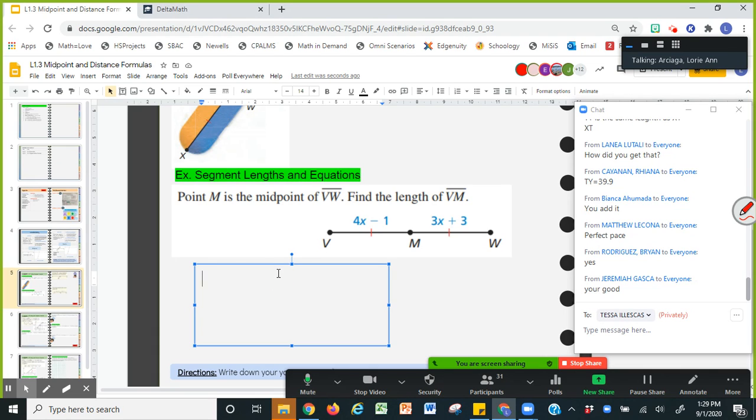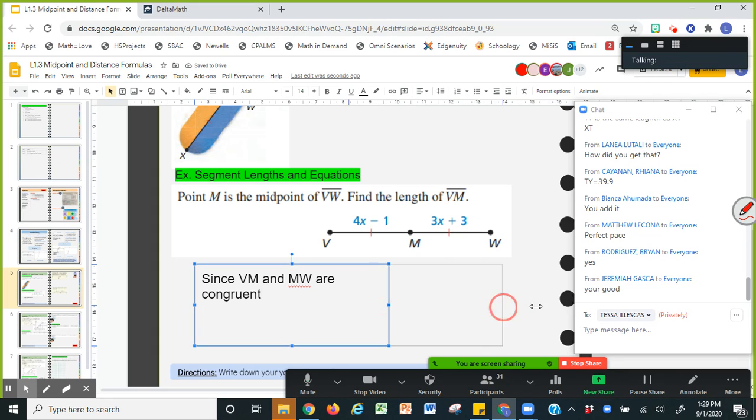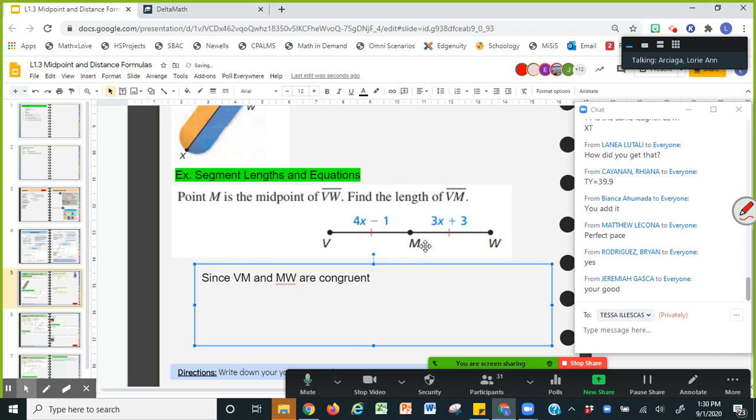So point M is the midpoint, and we need to find the length of VM. If M is the midpoint, then what do we know about these two? We know that VM and MW are congruent, right? So since VM and MW are congruent, let me make that longer. I'm going to run out of space, so I'm going to make the font smaller.